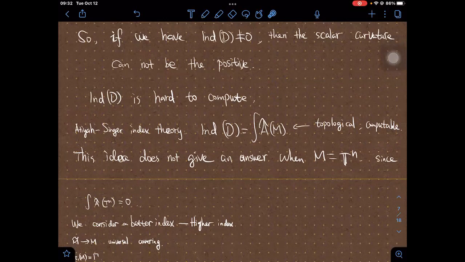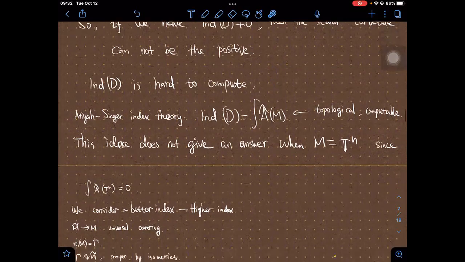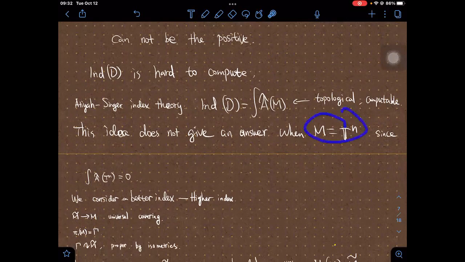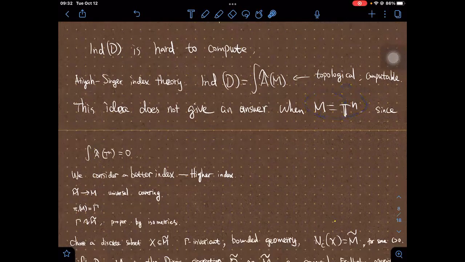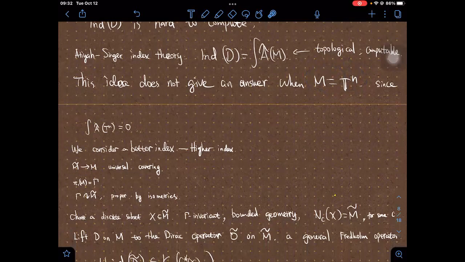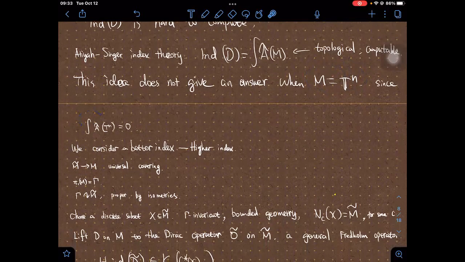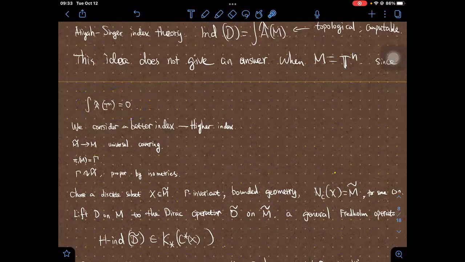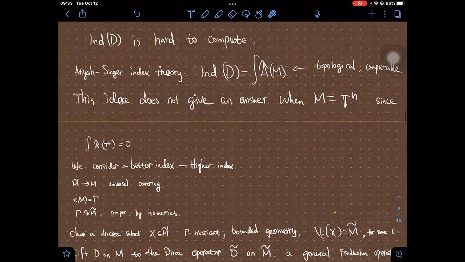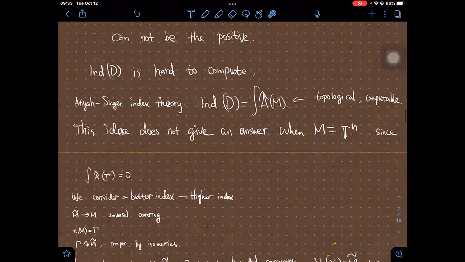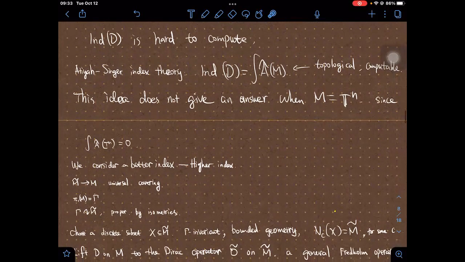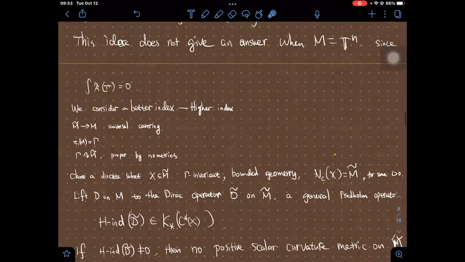However, this idea still does not give an answer for the example when M is equal to the n-torus. The reason is that T^n is too flat, so its A-hat genus is equal to 0. That means we need to find a better index. The philosophy works: if we can find a better index, then we can follow the idea above. So here it's called the higher index.